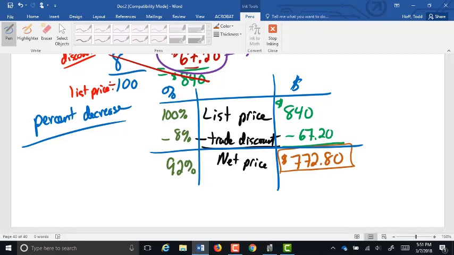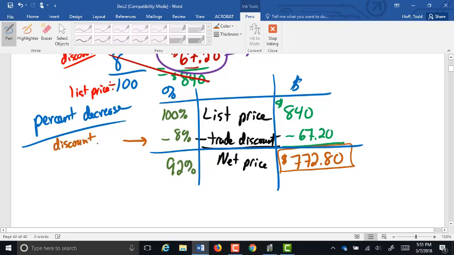Now, as we're looking at this, the 8% is the discount rate. The 92% is the net price equivalency rate.